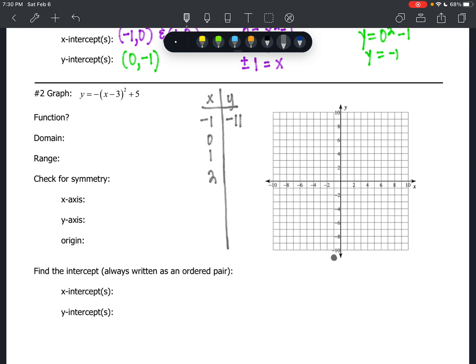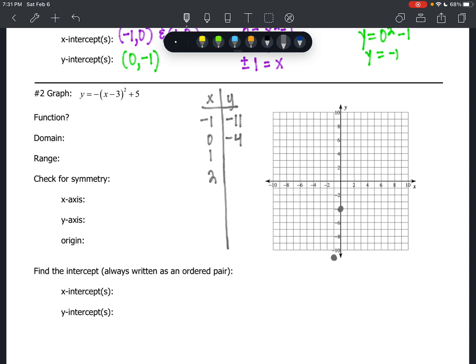So we put a 0 in, and we've got the opposite of 0 minus 3. And 0 minus 3 is negative 3. Negative 3 squared is 9. Negative 9 plus 5 is negative 4. So we'll put a 0, negative 4 in.